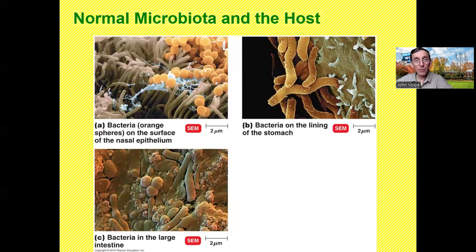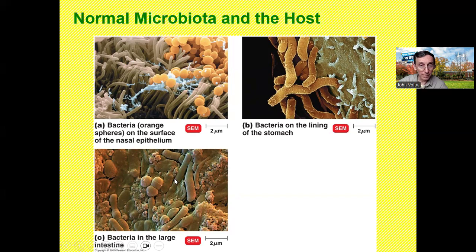Here's some picture of the normal microbiota, the cocci and the nasal epithelial, orange cocci. Here's bacteria lining the stomach, and these look like spirochetes. This is not bacteria, that's part of the villi of the stomach. And that's part of the stomach too. And then here we have bacteria found in the large intestine. This stuff right here is not bacteria. That's actually food or partially digested food.